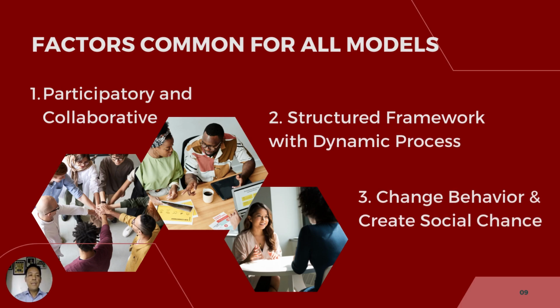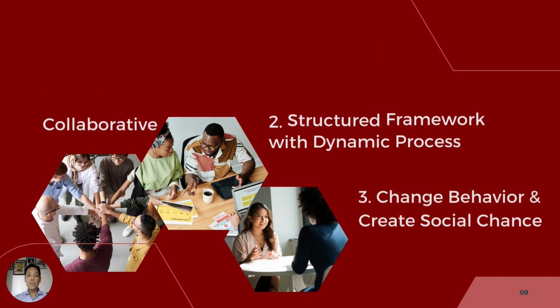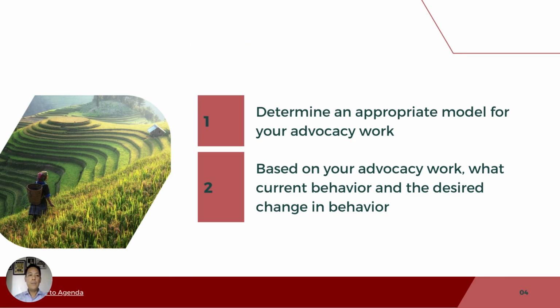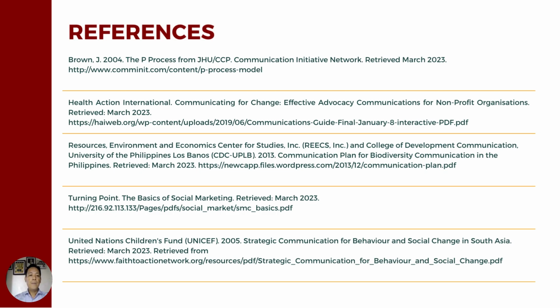For all these models, we can see that there are participatory and collaborative approaches common to all. There is structured framework with dynamic processes and also change behavior and create social change. So now the discussion point is, can we determine an appropriate model for our advocacy work? And based on that advocacy work, what are the current behavior and desired change in behavior that we want to achieve? These are the references of the presentation. With that, thank you very much.